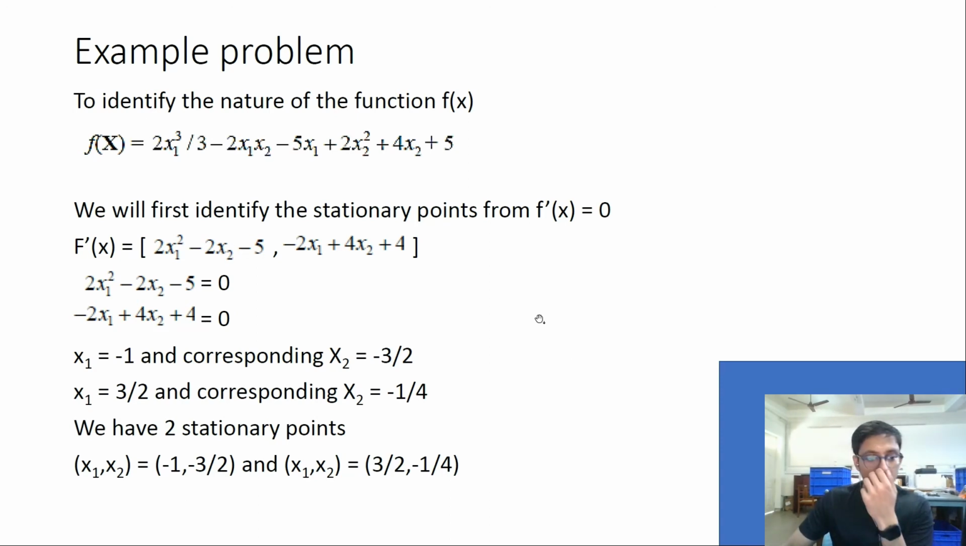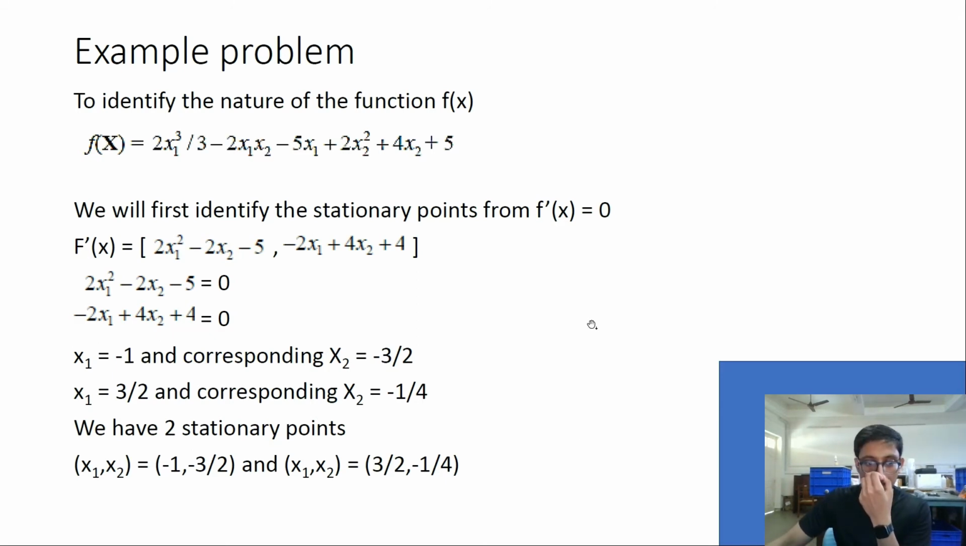So what are the stationary points? There are two stationary points. One is (x1, x2) = (-1, -3 by 2), and one is (x1, x2) = (3 by 2, -1 by 4). Now we will put these values in and get two Hessian matrices, and then we will check the nature of this multivariable function at each of these stationary points using the eigenvalues of the Hessian matrix.